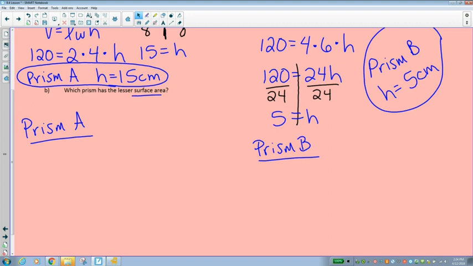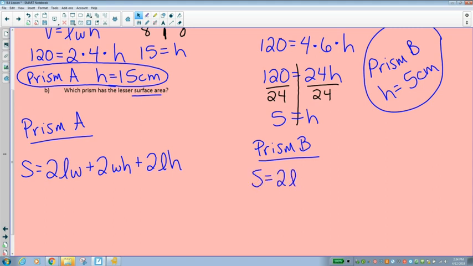Well, I know the formula for surface area is S equals 2 times the length times the width, plus 2 times the width times the height, plus 2 times the length times the height. And this formula, again, is going to be the same for both because they're both rectangular prisms. So S equals 2 times the length times the width, plus 2 times the width times the height, plus 2 times the length times the height. And now I can find this answer because I actually know the height of both prisms since I found them in part A.